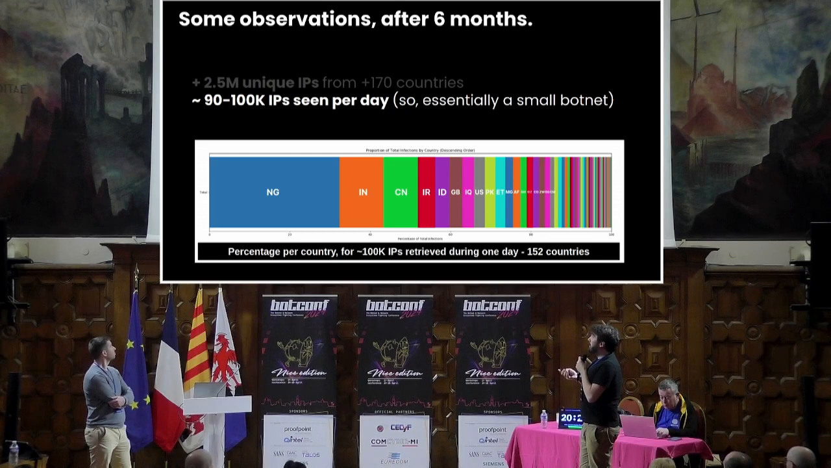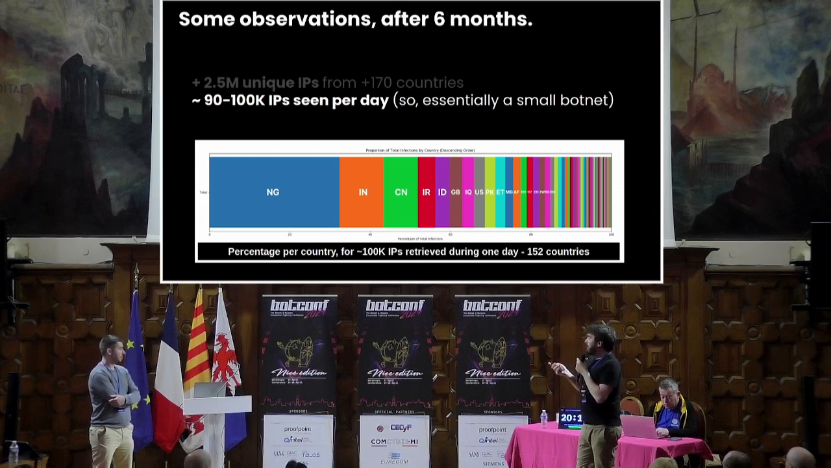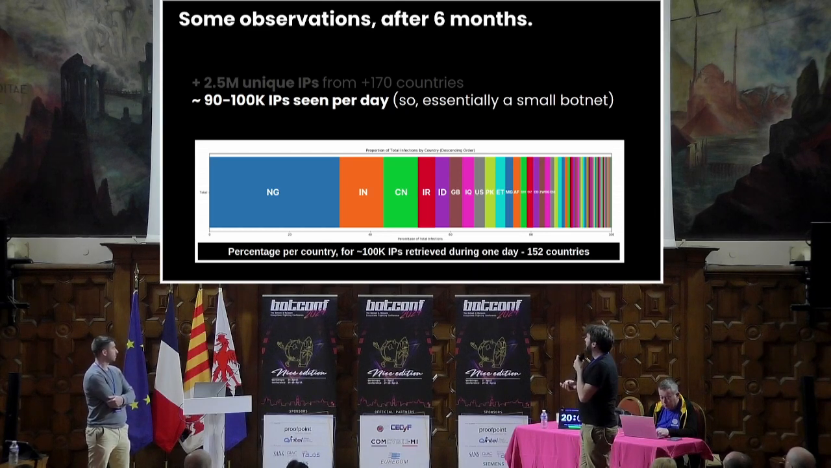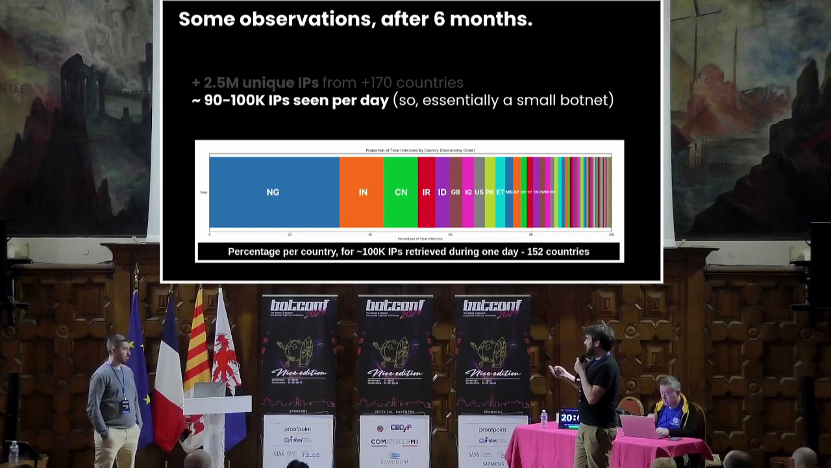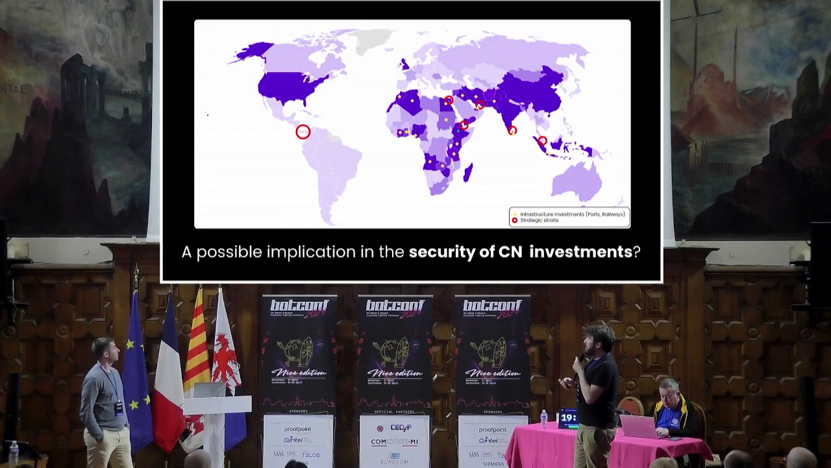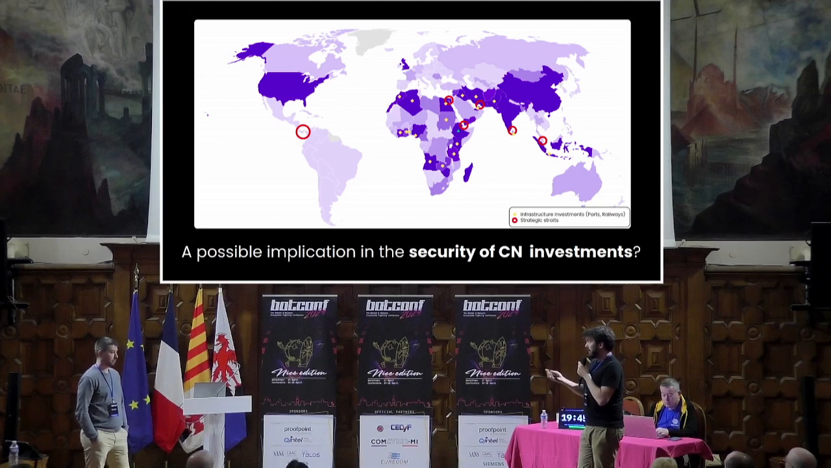In terms of victimology, you have Nigeria, India, China, which is strange, Iran, Indonesia, Great Britain, Iraq, and so on, and almost all of the countries. It's not a very big botnet, but after 4 years of activity, it's still quite impressive to see that in the wild. The main aim was to deduce why this swarm was developed, what the objective of the threat actors behind it was.